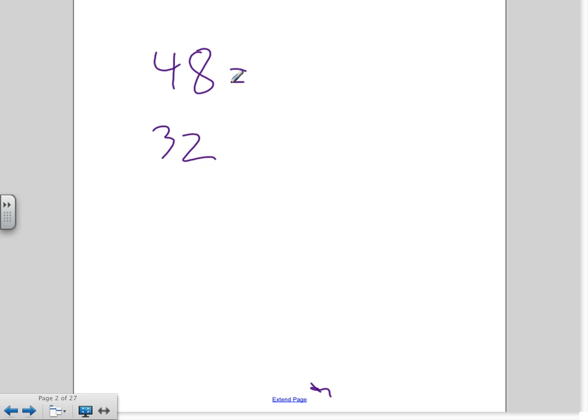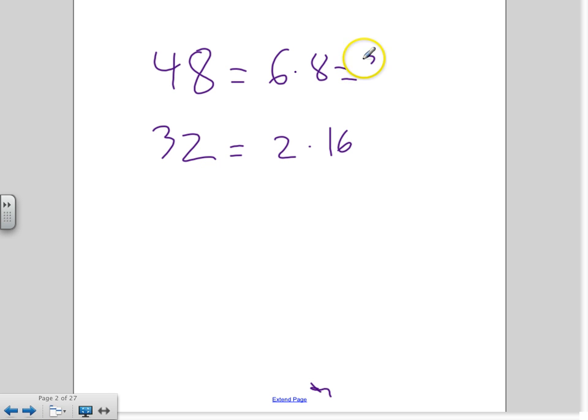What's 48? Can you give me a factor of 48? 6 times 8. Okay. What about 32? 8 times 4, 2 times 16, fine. It doesn't matter. You look at this right now and say, wait, there's nothing in common yet. Then keep on breaking it down.